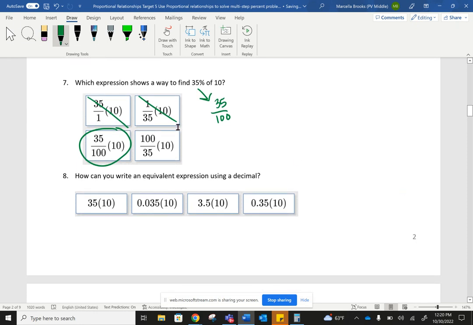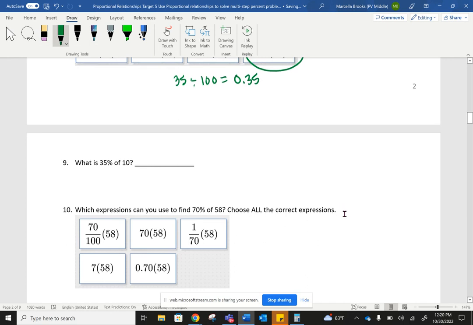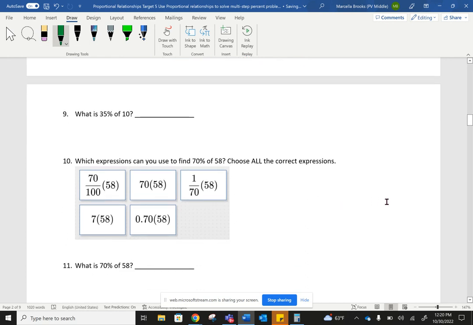So if we were going to turn this into a decimal, we would do 35 divided by 100, which gives us 0.35. So this would be the equivalent expression. And then I want you to calculate, what is 35% of 10?